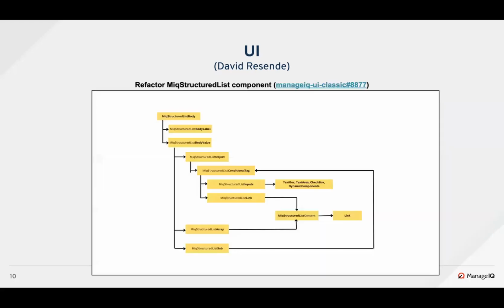On to our enhancements. Our first one is the refactored MIQ structured list component. Jeffrey basically refactored the code, the MIQ structured list, and made it a lot easier to understand and easier to debug. Again, no changes in the UI here, but it should hopefully make fixing issues with the structured list a lot faster in the future, since it's used a lot in the UI.